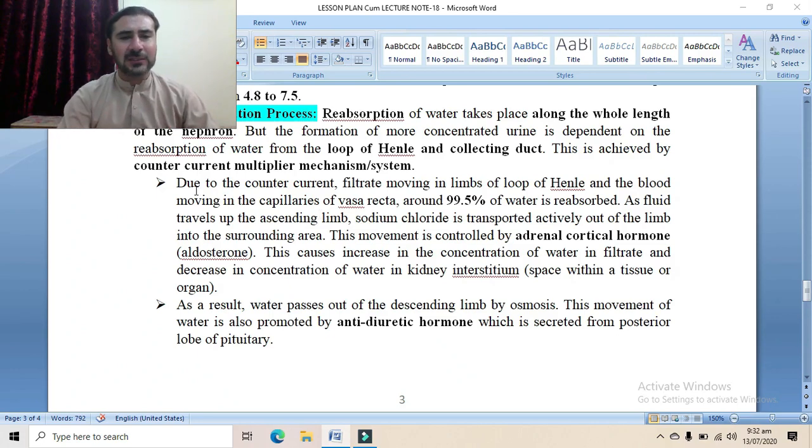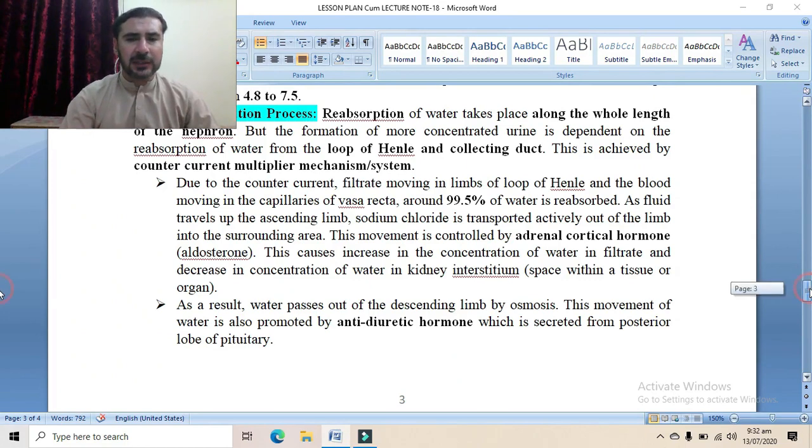So what happens inside? Due to the counter-current, filtrate moving in the limbs of loop of Henle and the blood moving in the capillaries of vasa recta, around 99.5% of water is reabsorbed. And how is it reabsorbed? As the fluid travels up the ascending limb, sodium chloride is transported actively out of the limb into the surrounding area.